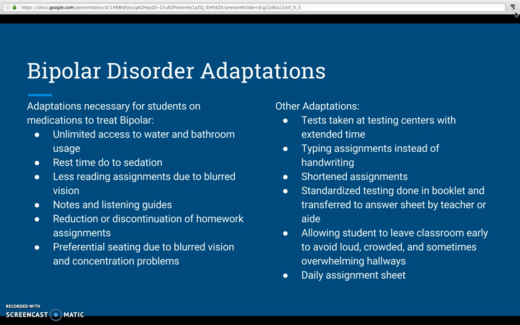Some other adaptations, which are quite common in other mental illnesses, are allowing typed assignments instead of handwritten, extended time on tests, shortened assignments, etc.